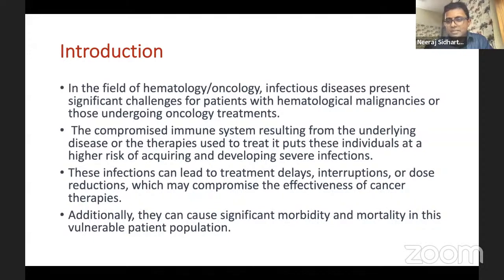When Vrinda asked me to do this, I was thinking about the significance of this topic, which we see day to day in patients undergoing treatment with us, both hematological and oncological diseases. Basically, they have a compromised immune system, and they are at a higher risk of developing rarer and also severe infections. Infections, once they happen, lead to treatment delays, treatment interruptions, dose reductions, and ultimately may result in a poorer outcome for the patient in terms of mortality as well as morbidity.